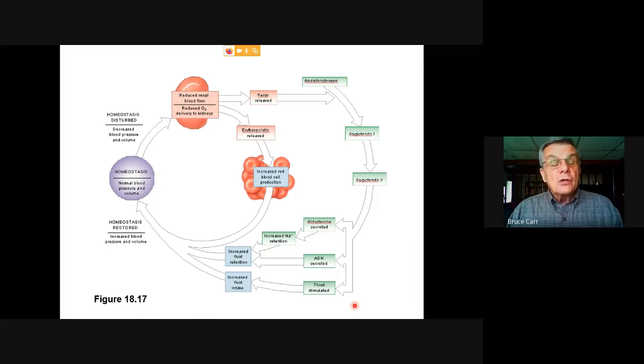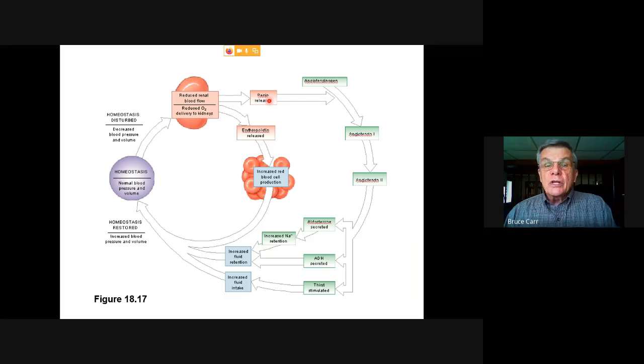We do see an effect on blood pressure and volume. Here's a normal blood pressure and volume beginning, and a situation where blood pressure and volume are decreasing. The kidneys respond with a dual action, based on the reduced renal blood flow and the reduced oxygen content of that blood.